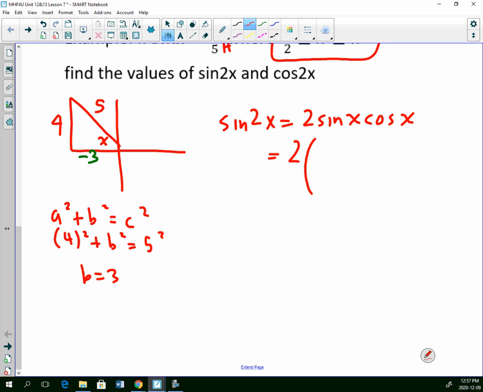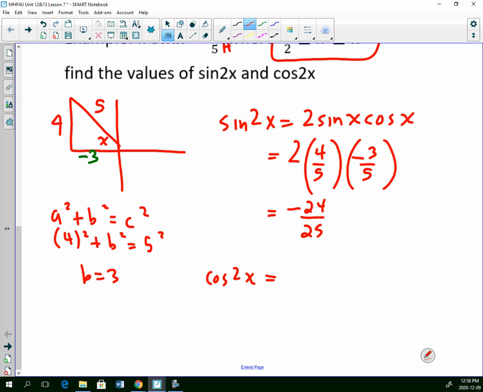So sine x is 4 over 5, and cosine x is negative 3 over 5. And then we're just going to simplify. So it'll be negative 2 times 4 is 8, 8 3s are 24, and 25. Okay? And then it's also asking you to find cosine 2x. Does not matter which version you use, you'll get the same result. So I'll just pick one. So I'm going to use 2 cos squared x minus 1. Cosine is negative 3 over 5.